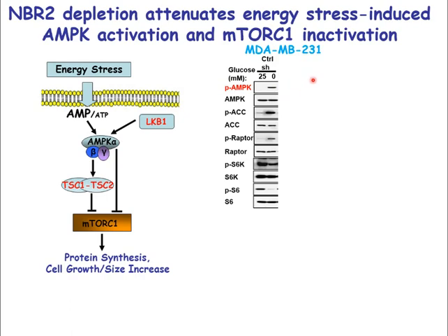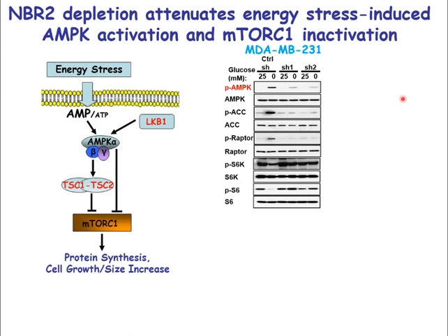But what's striking is that if we knock down this non-coding RNA in cancer cell lines, we see the glucose starvation-induced AMPK activation and mTOR complex 1 inactivation is significantly attenuated. So you see those inductions are not very dramatic in the knockdown cells. Again, this downregulation is also attenuated in the knockdown cells. This suggests MBR2 somehow plays a role in energy stress-induced AMPK activation and mTOR complex 1 inactivation.